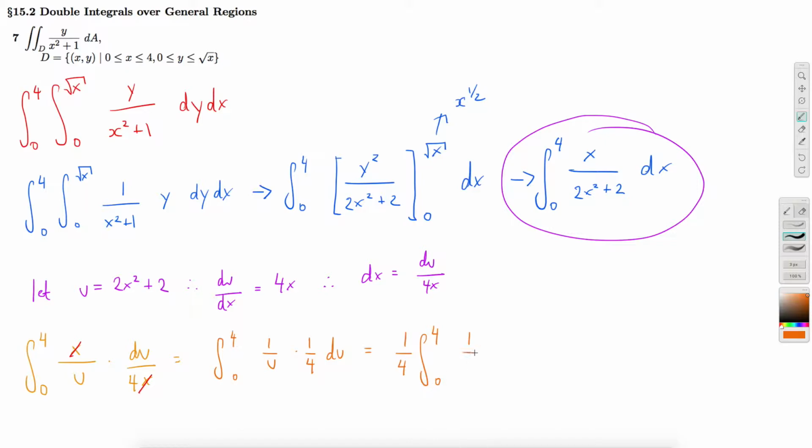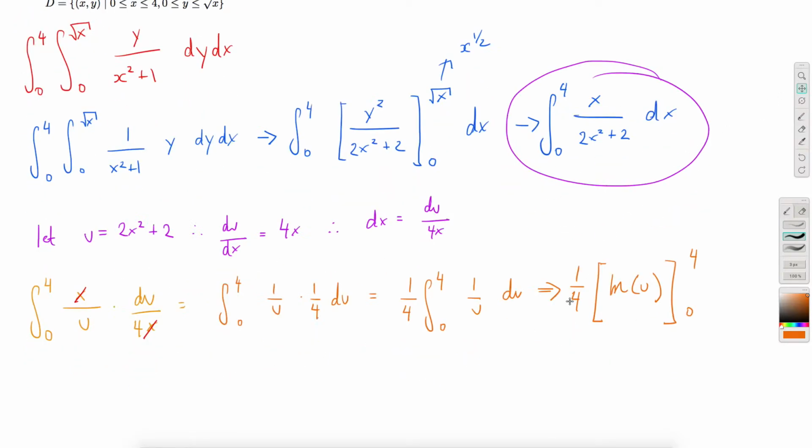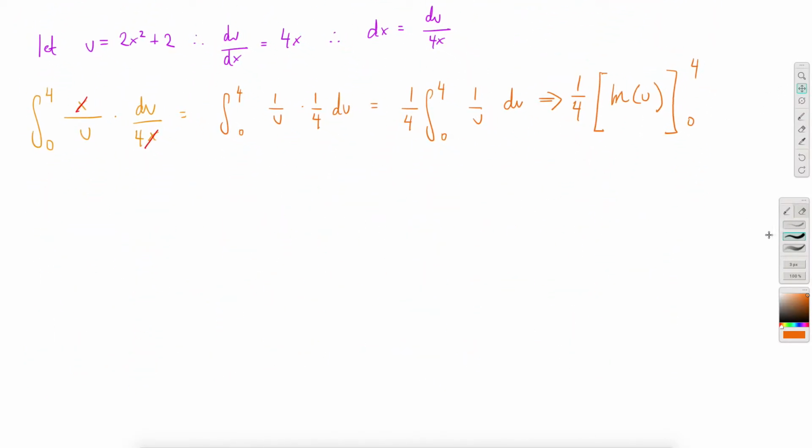And now we're left with this. And we all know how to solve this. The integral of 1 over u is just ln of u. Remember, we have a 1 on 4 out the front, and we have this between 4 and 0. The next thing we have to realize is that we have to sub our u back in. So we're going to go 1 over 4 ln of 2x squared plus 2.